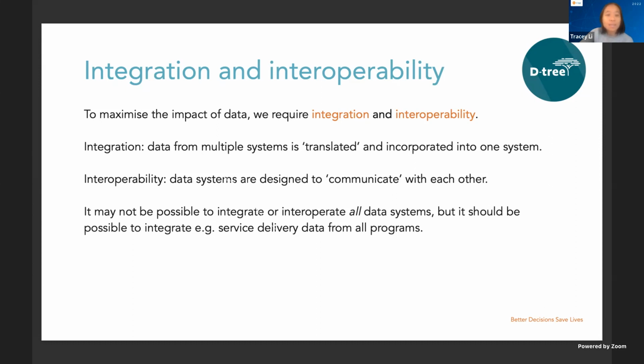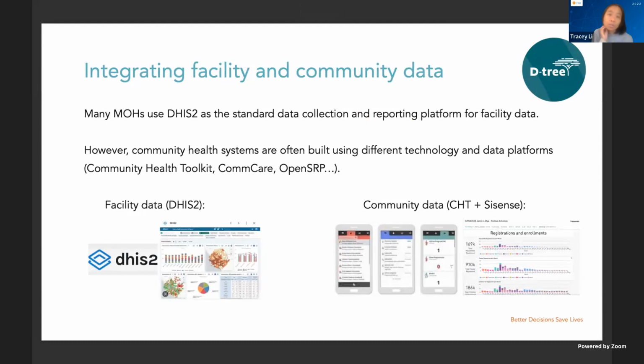And in reality, it might not be possible to integrate or interoperate all the separate data systems together because there are so many different data systems with so many different functions. But it should be possible at least to integrate, for example, service delivery data from all programs together into one system. And so we're concentrating on the integration of facility level data and community level data.